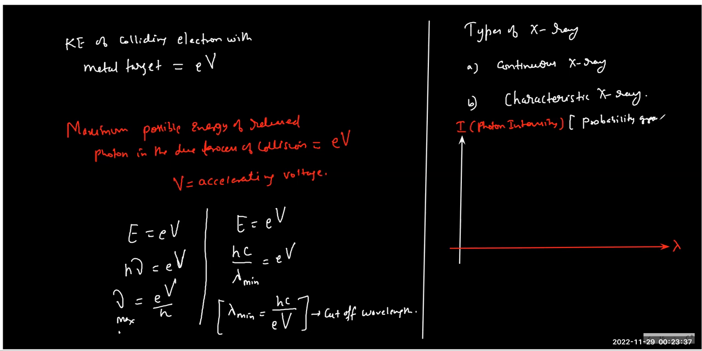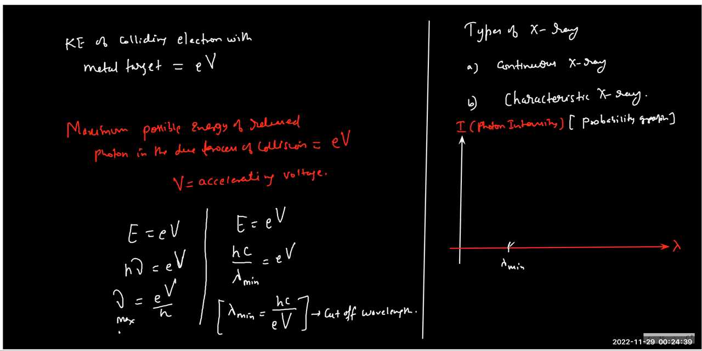probability graph. You have to think in terms of probability. What is the probability of the lambda minimum? Which means, what is the chance that we can lose the whole energy at once? It is zero. So the graph will begin from lambda minimum, zero. But as lambda increases, the chance will grow. And then at some lambda, the probability will be maximum. So there will be some wavelength or frequency for which the count found is maximum. That is the property of nature.